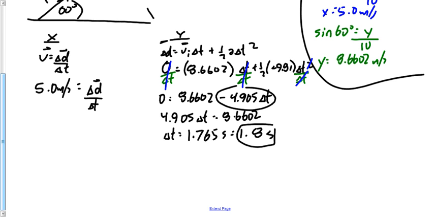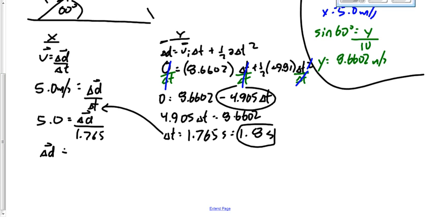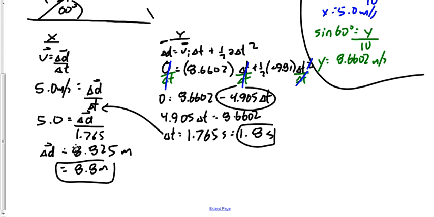But we're going to take the unrounded number, plug it in here. 5.0 is equal to delta D over 1.765. We solve for delta D, and it works out to be, what is that? Hold on for a sec. Let me see if I can do this. 8.825 meters, which is going to round to 8.8 meters. Good?